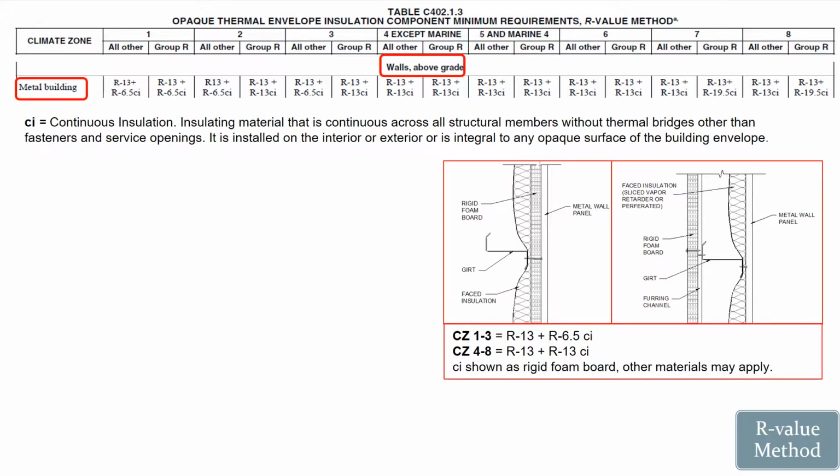So for climate zones 1 through 3, you have an R13 plus R6.5 CI, which is roughly 1 inch of rigid foam board, or R13 plus R13 CI, so roughly 2 inches of foam board. Now the Energy Code does not specify or go any further into telling you what type of continuous insulation to use. So it could be rigid foam board, it could be spray foam, it could even be insulated metal panels if the thermal bridging would not be part of the system when the panels overlap.